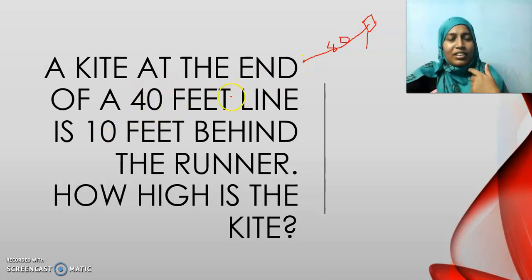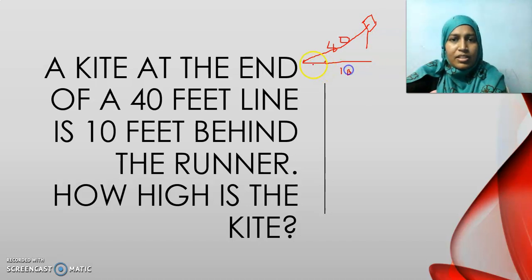Okay. Now the 40 feet line is 10 feet behind the runner. Here the person will be holding it to run, no? That runner is 10 feet from the kite. Here it is 10 feet. And this is the person standing here. Okay.